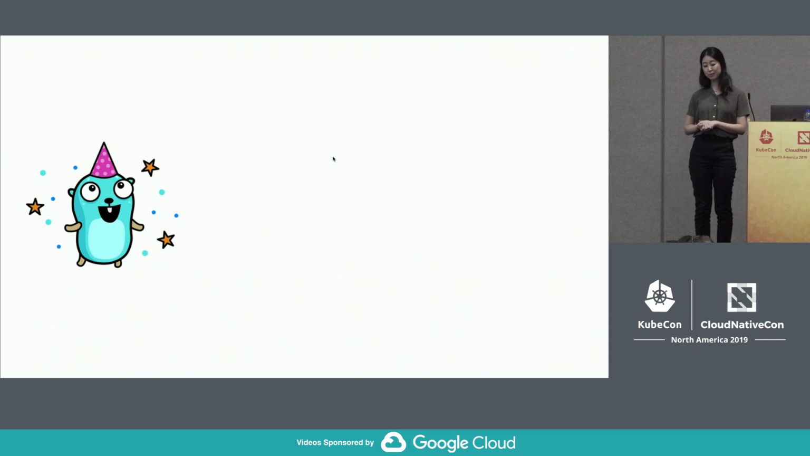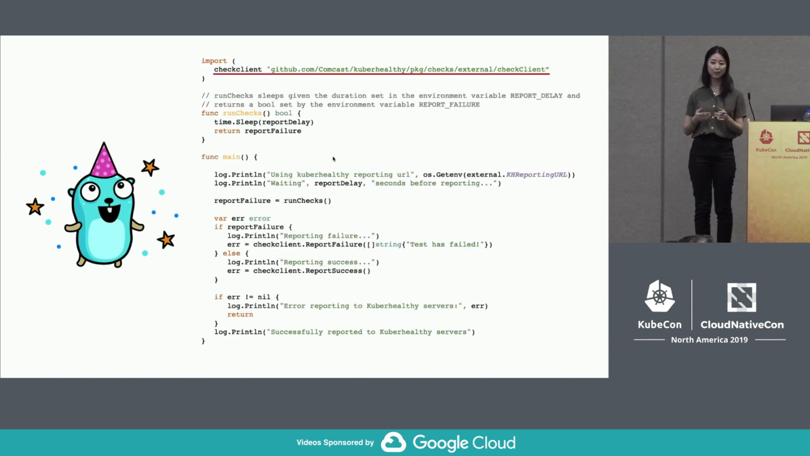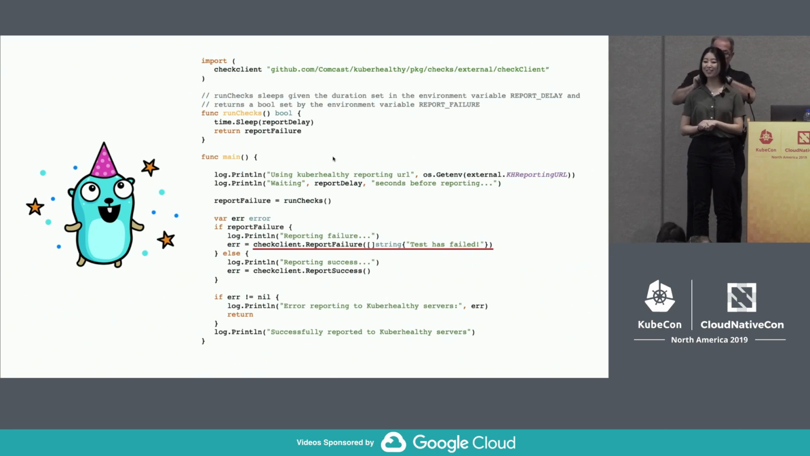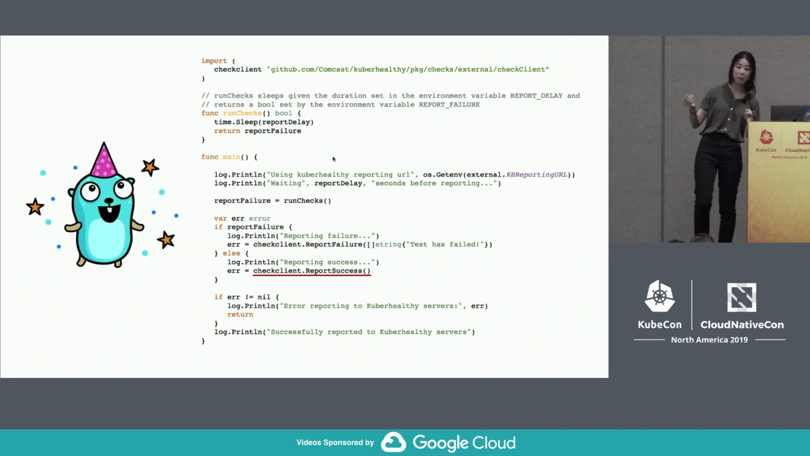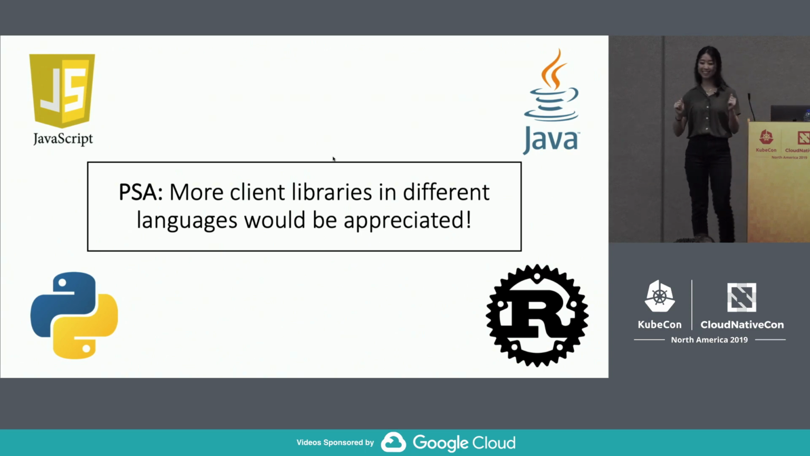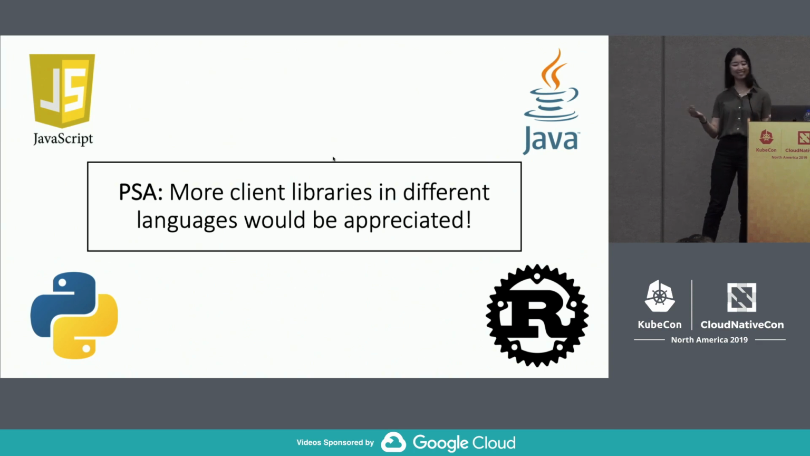For those who like to write their programs in Go, we actually created a check client package for you that you can import into your program. And all you have to do is run your check and make one of two API calls. If your check failed, you report failure. And if your check passed, you report success. With the report failure, I forgot to mention you have your list of errors that you can also put with that. PSA, we are looking for more client libraries in different languages, just like the Go package. And if anyone would like to contribute that, that'd be great.